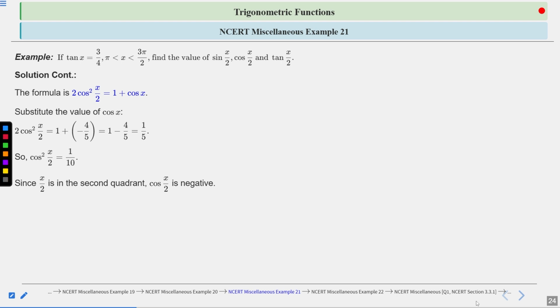Since x/2 is in the second quadrant, cos x/2 is negative. Therefore, cos x/2 = minus root of 1/10, which is equal to minus 1/root 10.